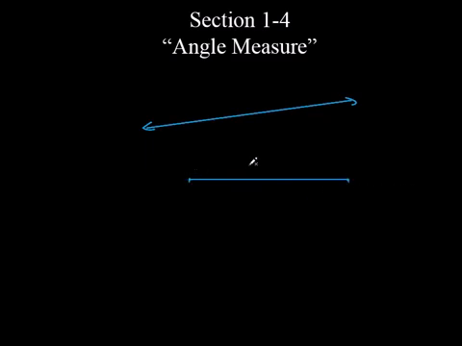We call these 2 points on the end endpoints. Notice there's no arrows here, so it doesn't keep on going forever. These 2 ends of the line keep on going forever and ever. This starts and it stops, or it starts here and it stops here. Okay, there are ends to it.